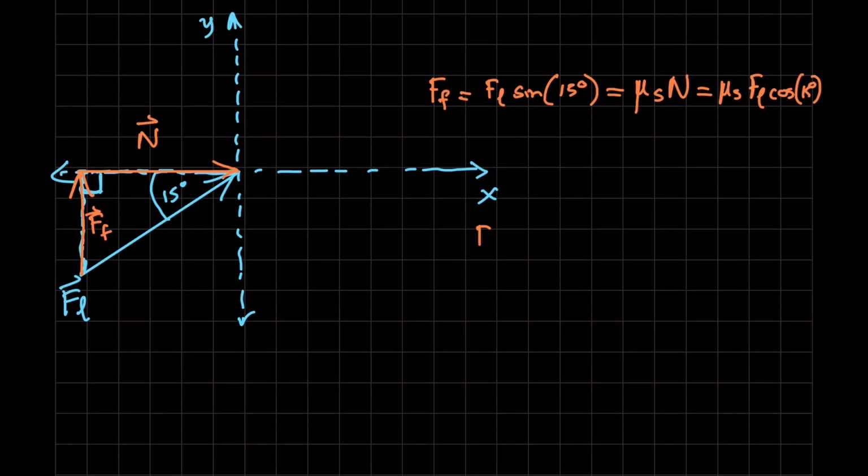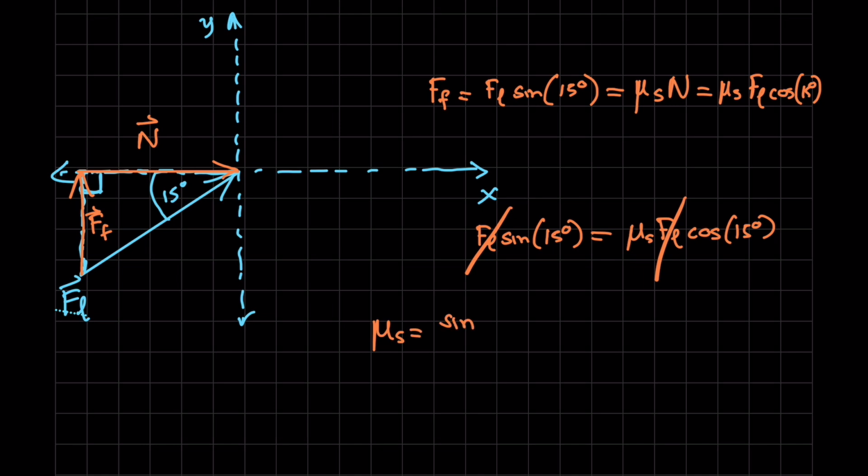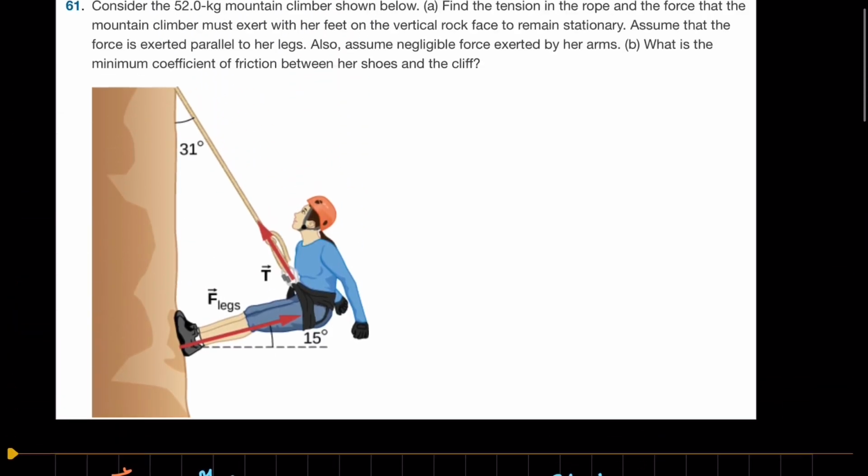So FL sine of 15 degrees is equal to mu s FL cosine of 15 degrees. Then the FLs cancel. Mu s is equal to sine of 15 degrees divided by cosine of 15 degrees, which is tangent of 15 degrees. If you put that in, you should get the coefficient of static friction to be 0.268.